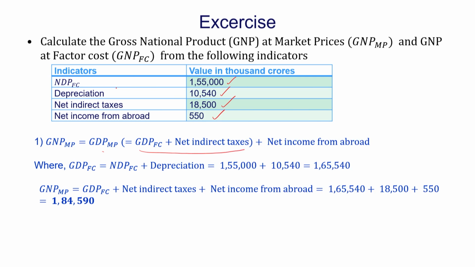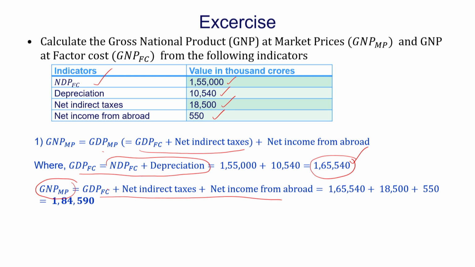What we have been given here is only NDP at factor cost. So in order to get GDP at factor cost, you need to add depreciation to the net domestic product at factor cost. Then you get GDP at factor cost as this figure. Then, to calculate GNP at market price, remember this formula: adding GDP at factor cost, net indirect tax plus net income from abroad, you get 1,84,590. That is the GNP at market price.